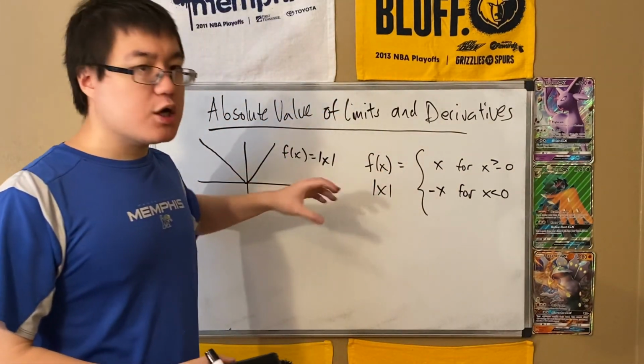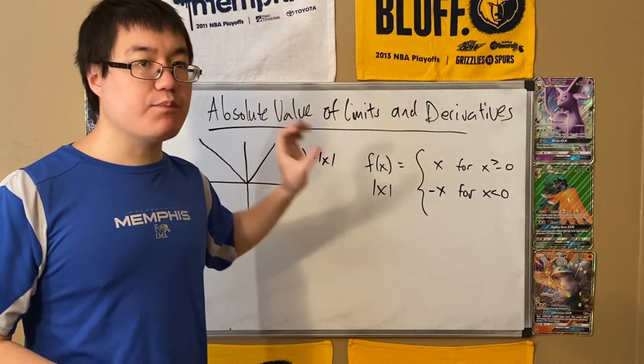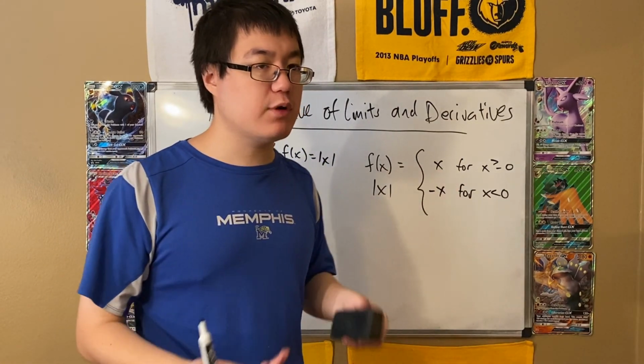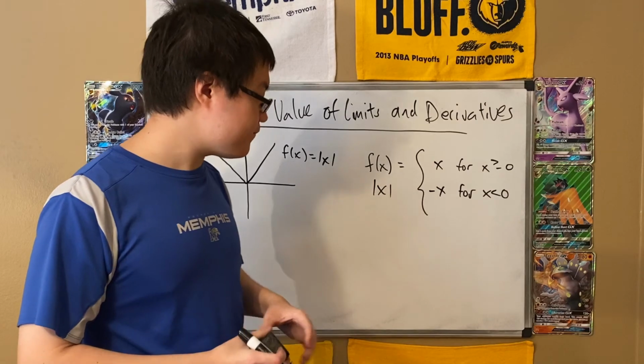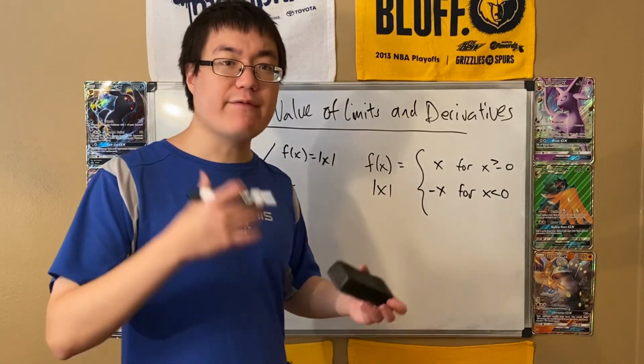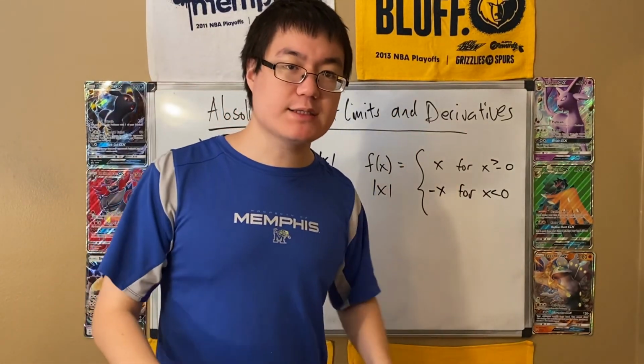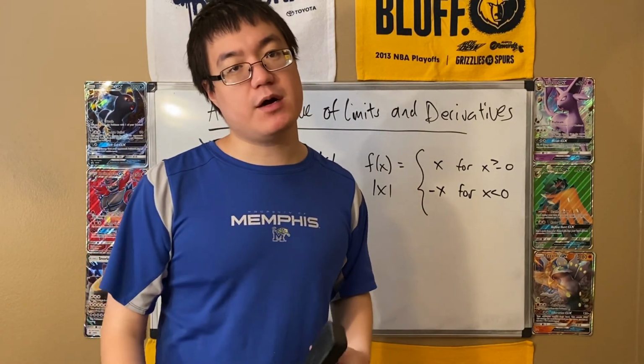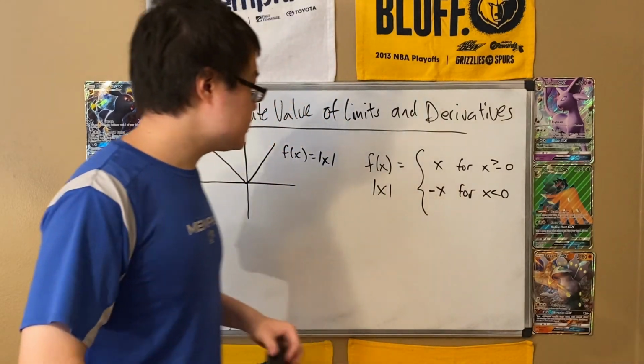So again, what we're going to try to do is determine what piece we are on, and that's going to be by plugging in a number, determining whether we have a positive thing or a negative thing. And after we do that, if it's positive, that's great. We'll just erase those absolute value bars. If it's negative, that's still fine. We'll erase the absolute value bars and then put a negative instead. So let's see that in action.